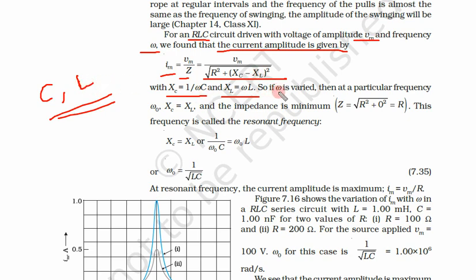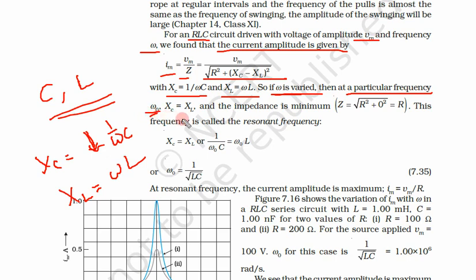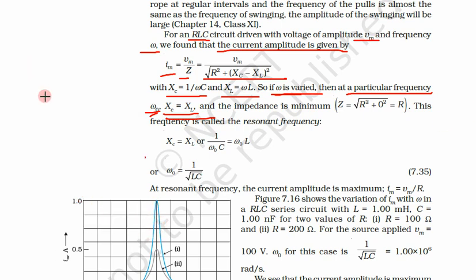There might be a frequency omega. If we keep changing omega, suppose we increase it, then Xc reduces because it is 1 by omega C, and XL increases because it is directly proportional to omega. So there comes a particular frequency, let us say omega 0, where Xc is equal to XL. At that frequency both these reactances are equal.